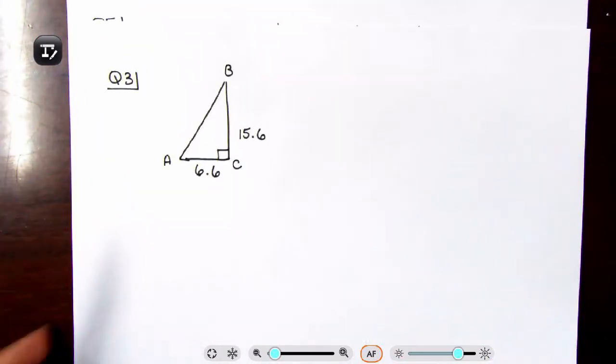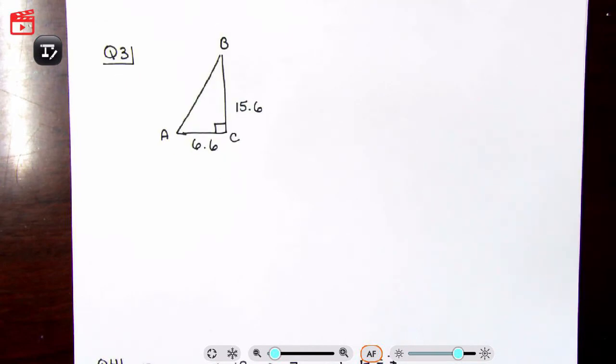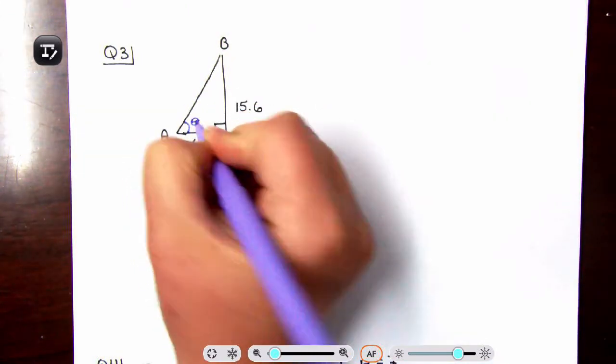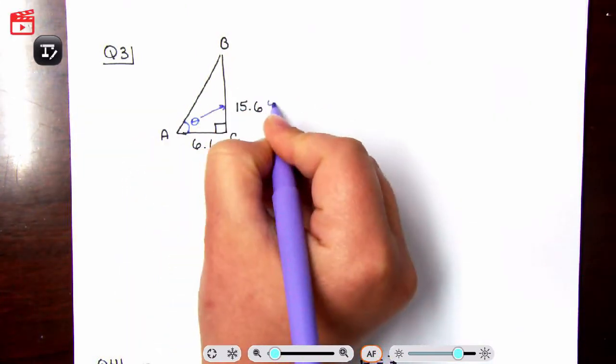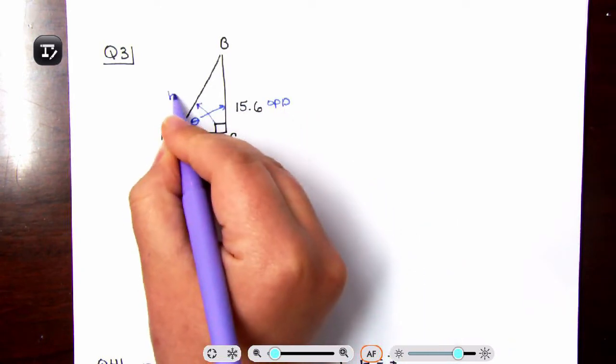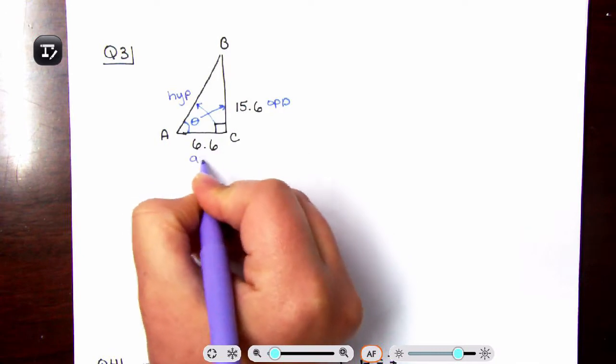For question number 3, once again, let's go ahead and label. Now this one did not provide a theta for us, so I'm going to select a theta. Let's make A our theta. Here's our eyeball. That means across the street, here's our opposite. Here's our hypotenuse. And that means this is our adjacent.